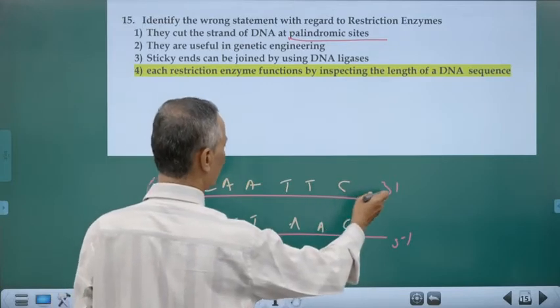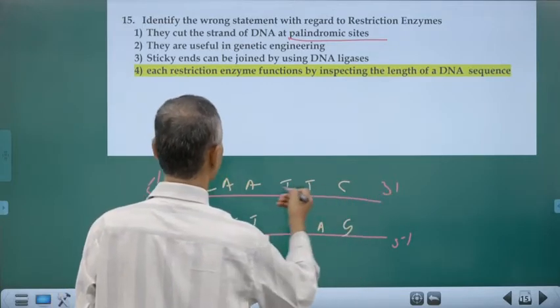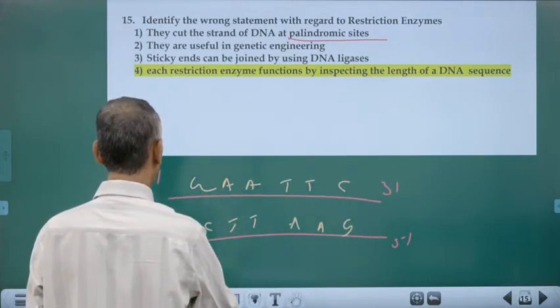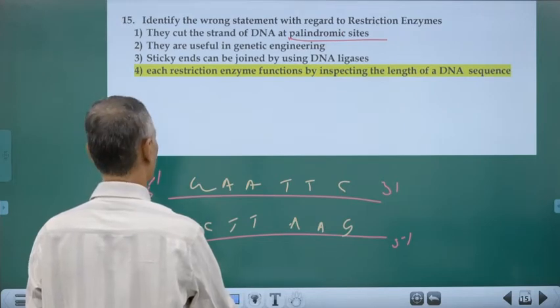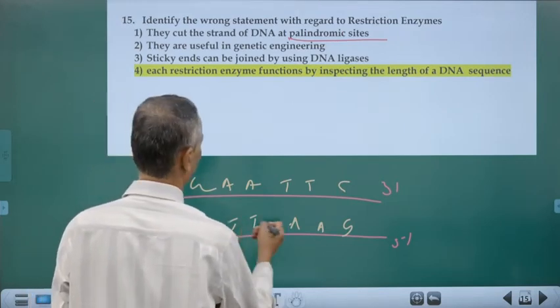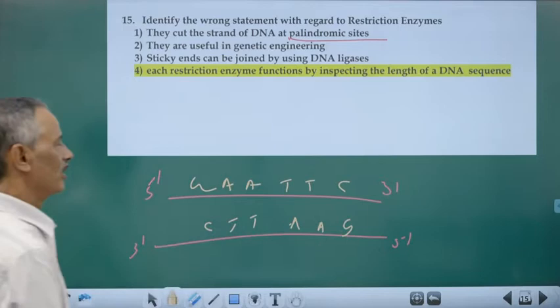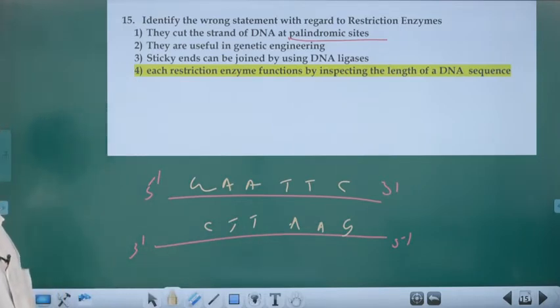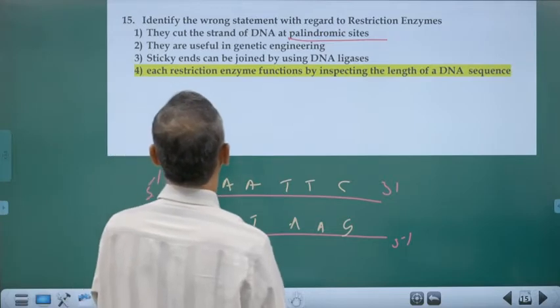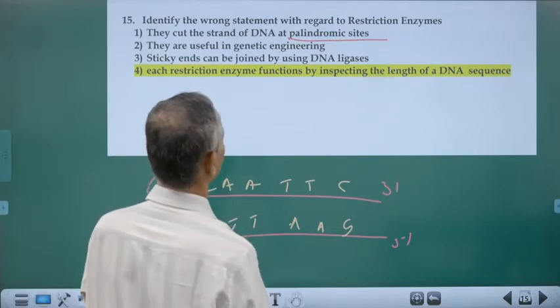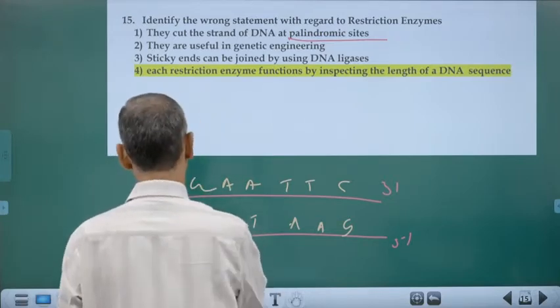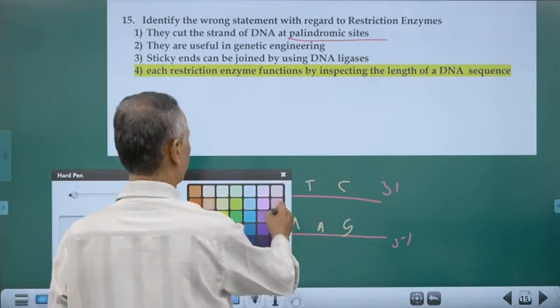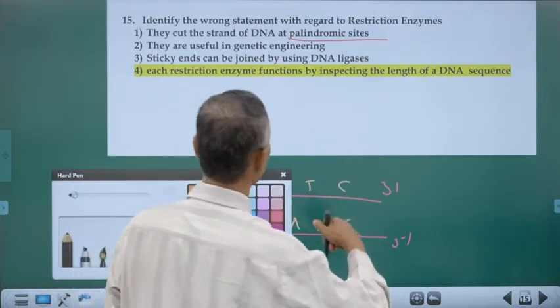Now if you are reading from the 3' end, CTTAAG, then also you read the complementary strand in the same direction, and again you get CTT-AAG. That is why it is called a palindromic sequence. They are all useful in genetic engineering. Restriction enzymes are one of the important tools because they act as molecular scissors or scalpels.